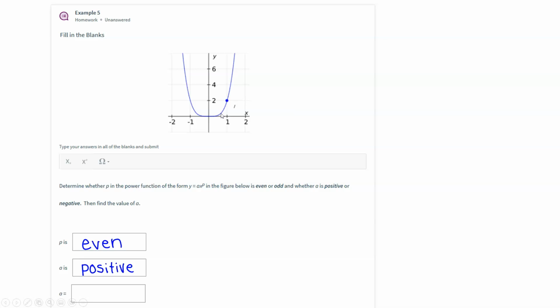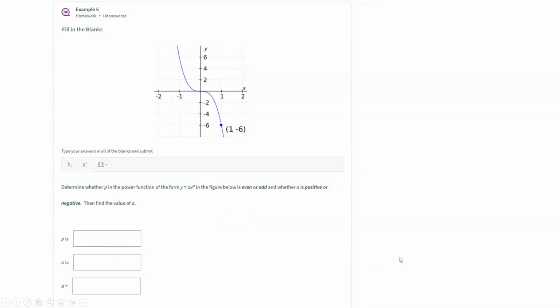But here, you know that you have the point (1, 2) on the graph. So you know that y is 2 when x is 1. That means that, because 1 raised to any power is just 1, a is 2, and that's a positive result.